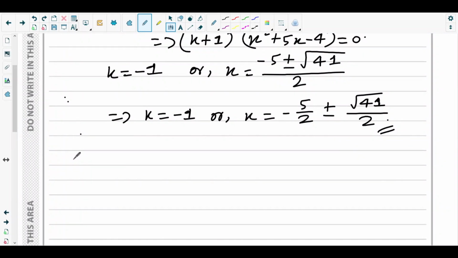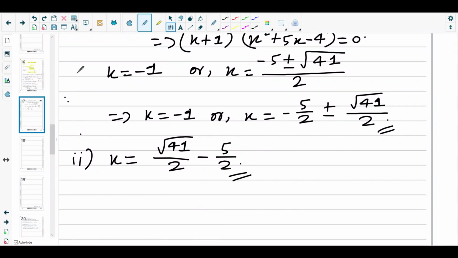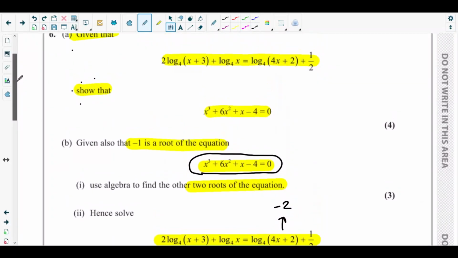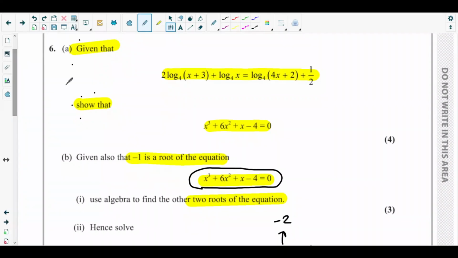So at last, the only solution would be x equals positive, which is square root of 41 over 2 minus 5 over 2. And that's the only possible solution as per the question. And that's the end of question number 6 from the January 2024 Mathematics 2 paper.